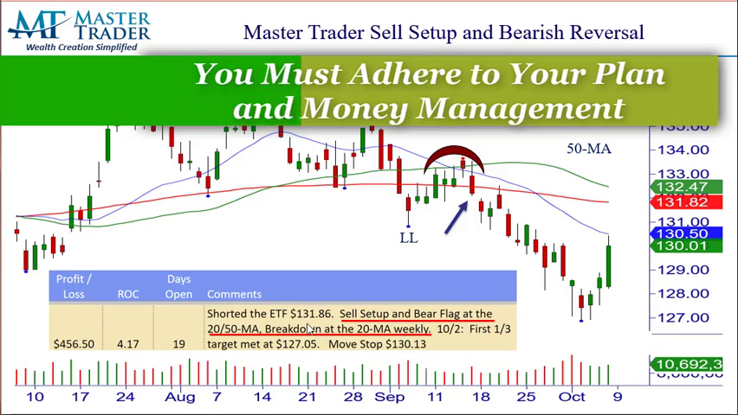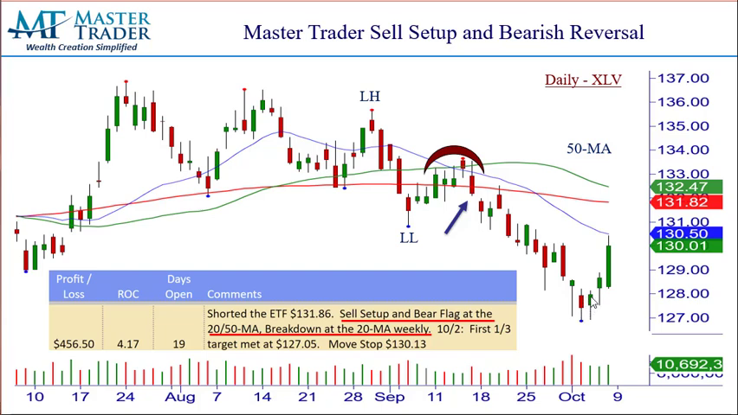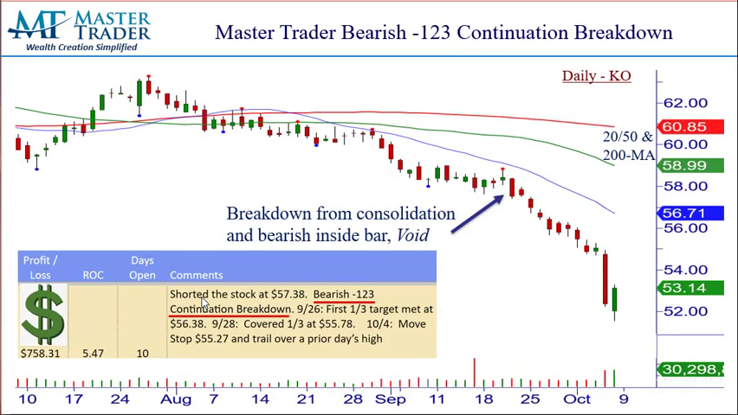Notice this. We covered 127.05 right here at the dead low. And then because of the broader market's robust rally last week, it trail stopped us out over this red bar, but beautiful, easy trade. Now this is not a sell setup per se. It's more of what we call a master trader bearish 1, 2, 3 continuation.